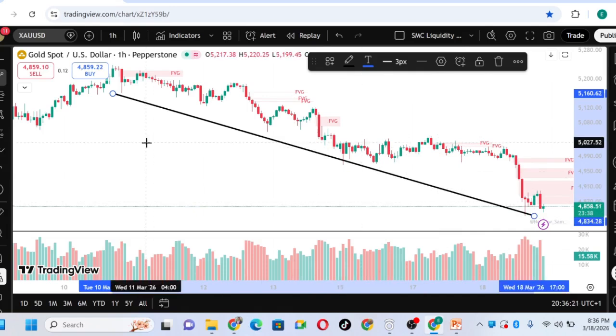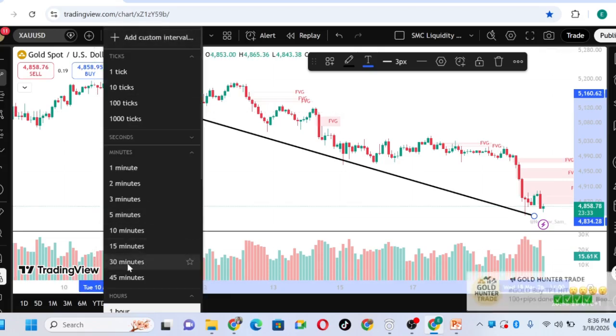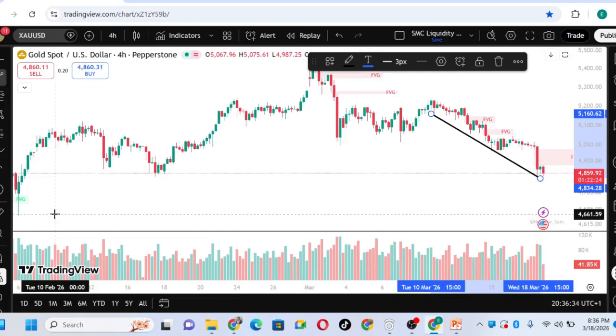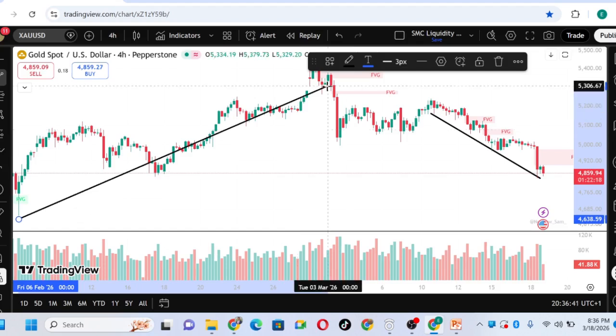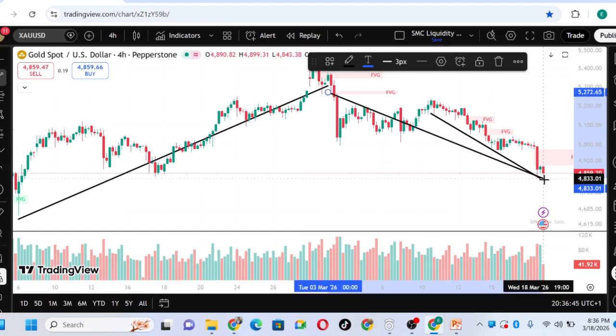But in 1 hour, we are seeing the market doing impulse. Let me go to 4 hours so you can see the impulse and correction well. You can see the market creating impulse and correction. Whatever is happening here is just a correction. That is it. It's a correction. So it does not mean that the market has changed direction. No, the market hasn't changed direction.